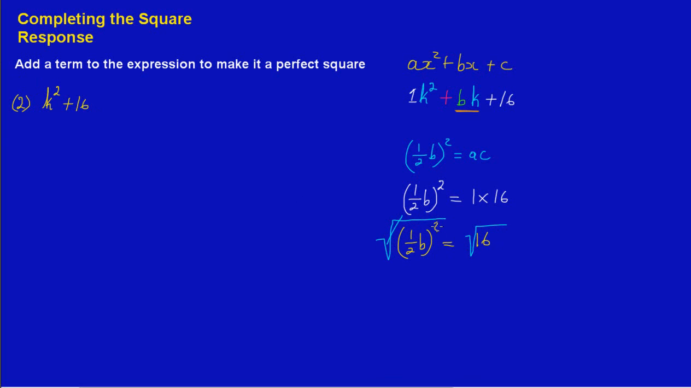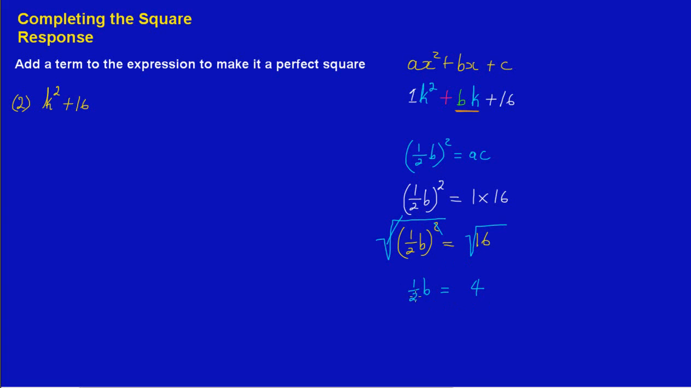So we know that that square root will cancel that square root, so I'm left with a half of b, and that is equal to 16. The square root of 16 is 4, and really it's a plus or minus 4, because you could square positive 4 and get back 16, and if you square negative 4, you also get back 16. Nothing to worry about. However, let's just use the positive root of 16, which is 4.